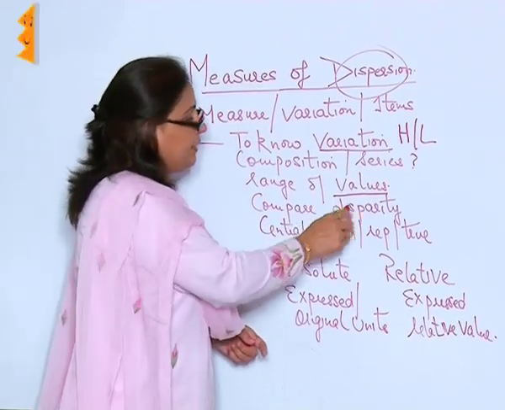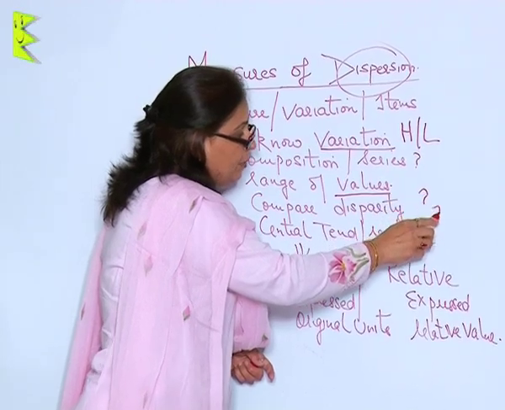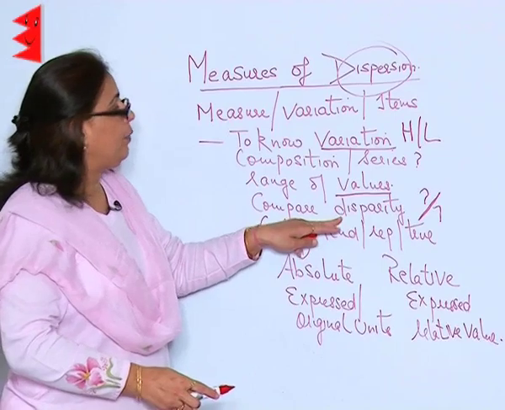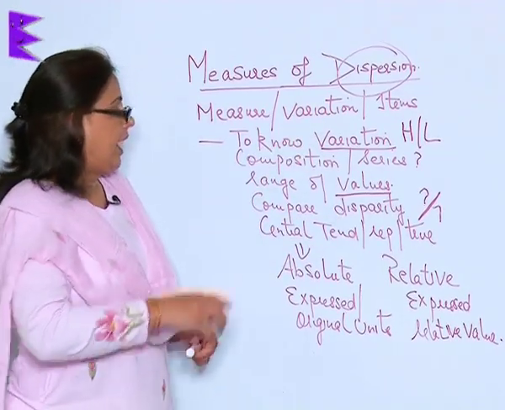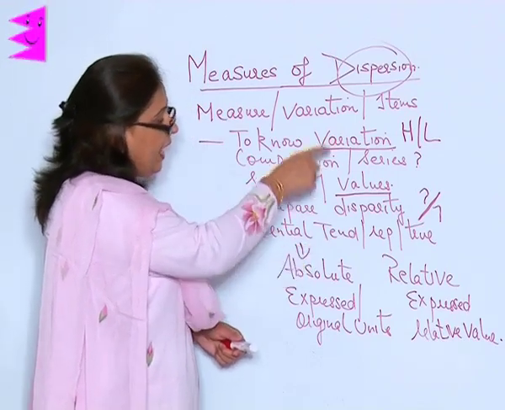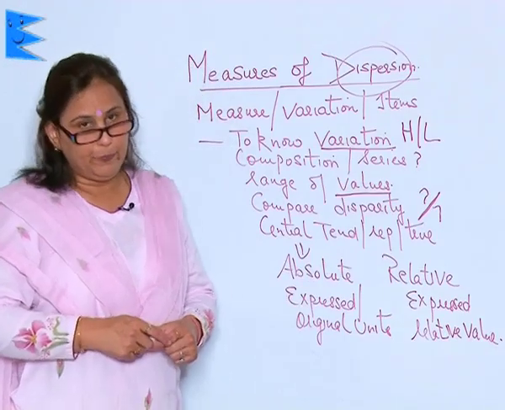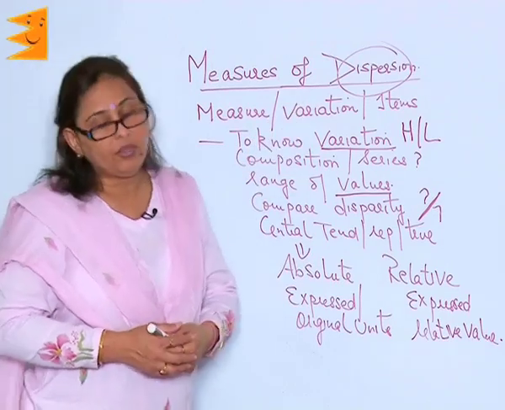We have to compare the disparity, that is how much is the highest and how much is the lowest. That is the variation that we will try to find out by the various measures of dispersion. And we always take out the central tendency while doing this, to see whether it is representing the true value. These are the objectives of studying the measures of dispersion.